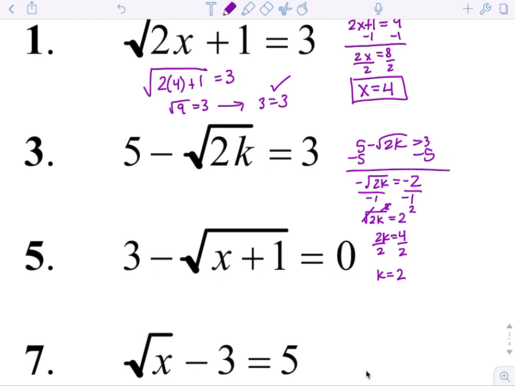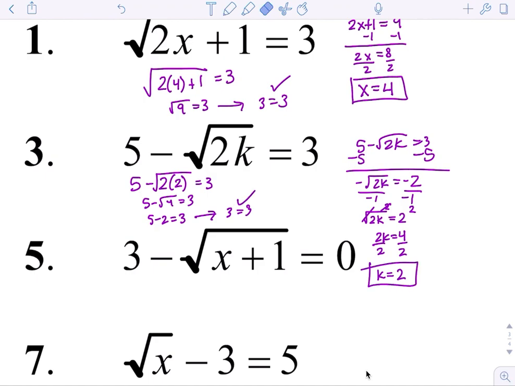Now, to check your work, you guys just have to plug it into the original equation. So 5 minus 2 radical 2, because remember, we got k is equal to 2. Is that equal to 3? Well, 5 minus rad 4 equals 3. We know radical 4 is 2, so 5 minus 2 is equal to 3. 3 is equal to 3. So that is a correct answer. K is equal to 2.